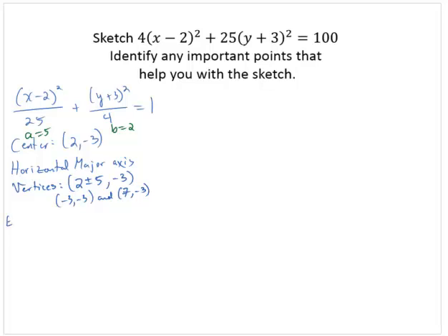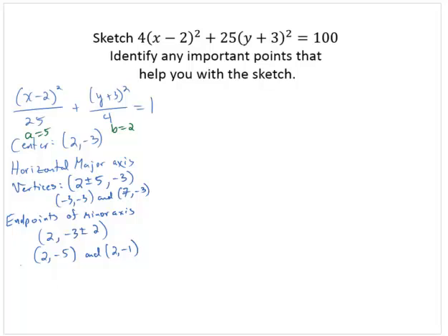Now, the endpoints of the minor axis, we would leave the x-coordinate alone, and we would change the y-coordinate by moving the b value, plus or minus b. And so that becomes 2, negative 5, and 2, negative 1.